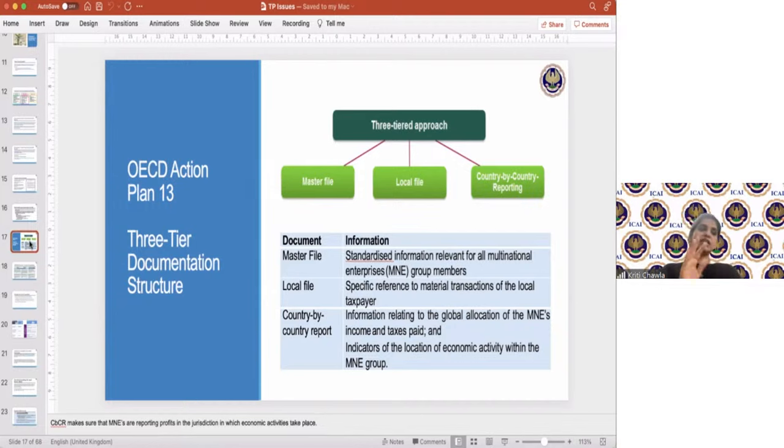So OECD said that, listen, you can incorporate these three documentation structures in India also, and accordingly CBDT said that yes, we will incorporate this, and they introduced a three-tier documentation structure in Section 286 of the Income Tax Act. So now we'll talk about what exactly this three-tier documentation approach in India is. But before that, any questions?